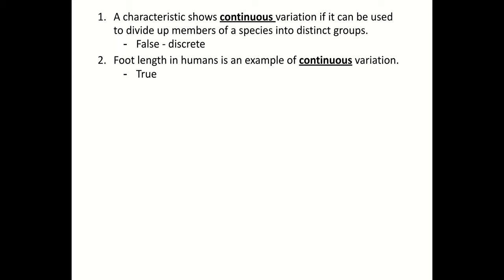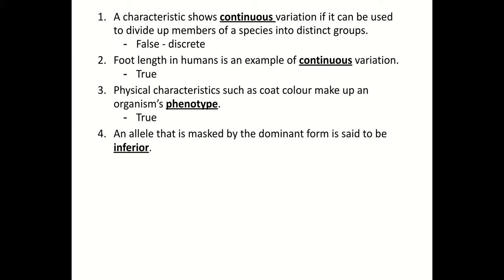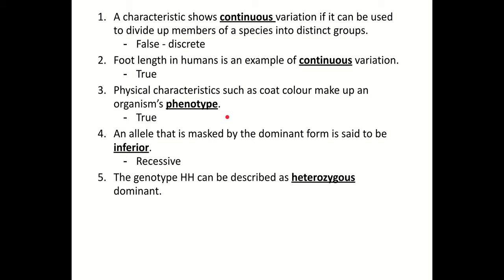Physical characteristics such as coat colour make up an organism's phenotype. That is true. An allele that is masked by the dominant form is said to be inferior. That's false, we've not used the word inferior before, it's recessive instead. The genotype big H can be described as heterozygous dominant. Not true. This would be homozygous dominant because they're both the same, not different.